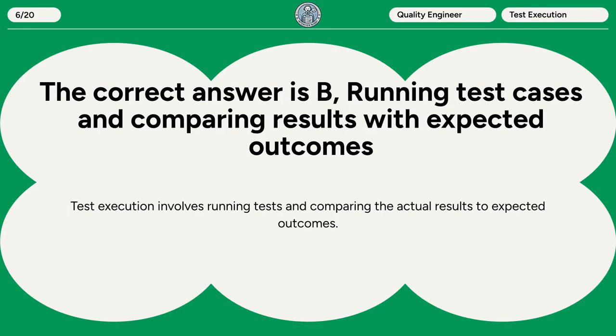The correct answer is B. Running test cases and comparing results with expected outcomes. Test execution involves running tests and comparing the actual results to expected outcomes.